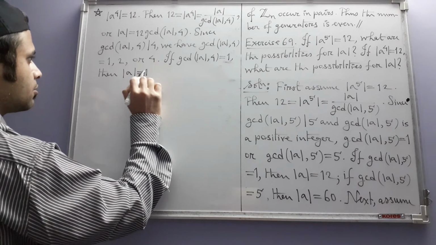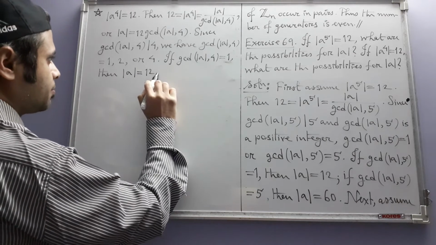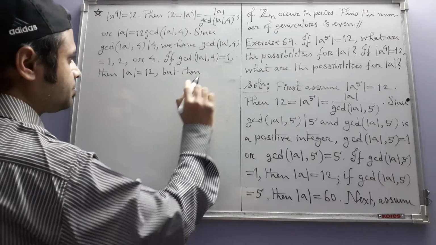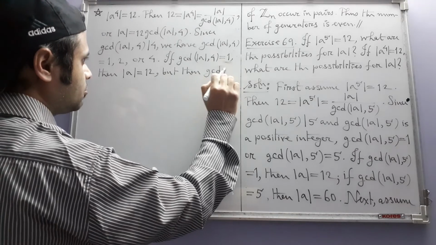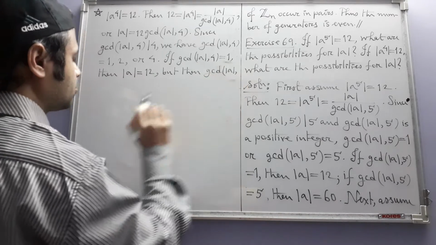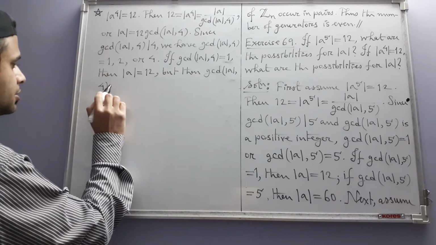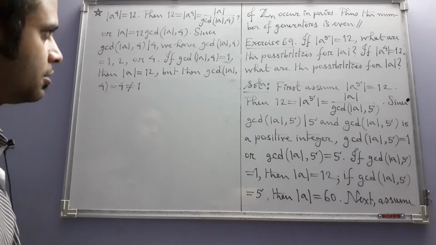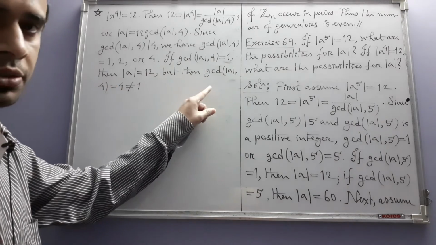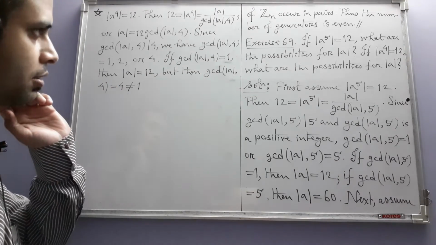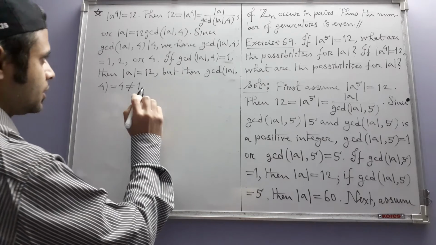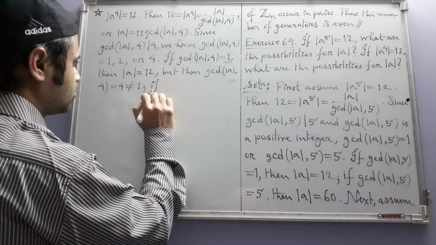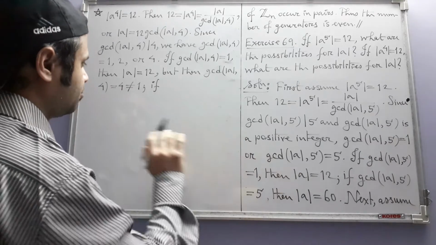Now if the GCD is 1, then what do we get? The order of a is equal to 12. But then this is equal to 4, which is not equal to 1, because this is 12 and 4 divides 12, so the GCD will be the divisor. And so this case actually does not arise. That's what I wanted to verify there.